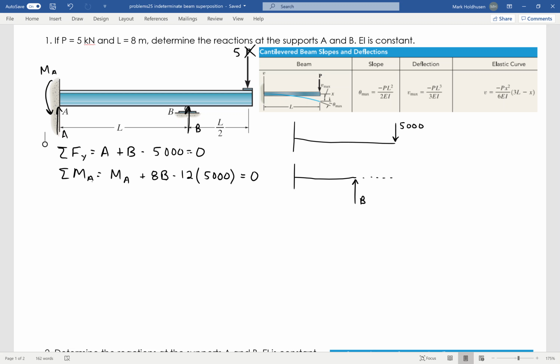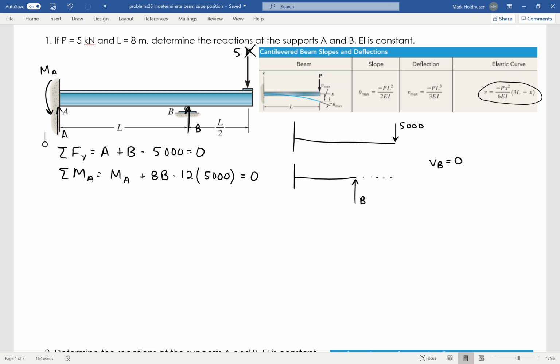What I know in this process is that the deflection at B has to be 0 because it can't move at B. I can have deflection any other place, but not at B. So what I have here is the deflection due to the 5,000, and I need to use this equation on that one, because it's occurring at 8 meters, but it's a 12-meter beam.